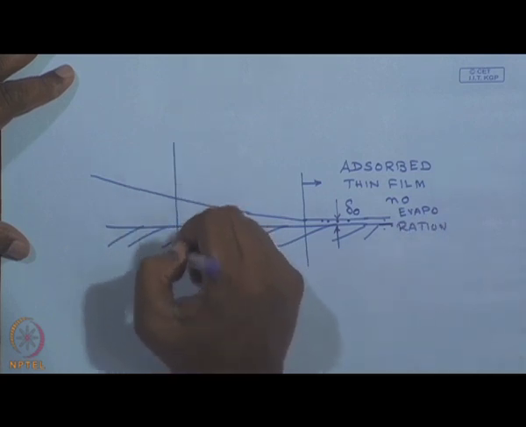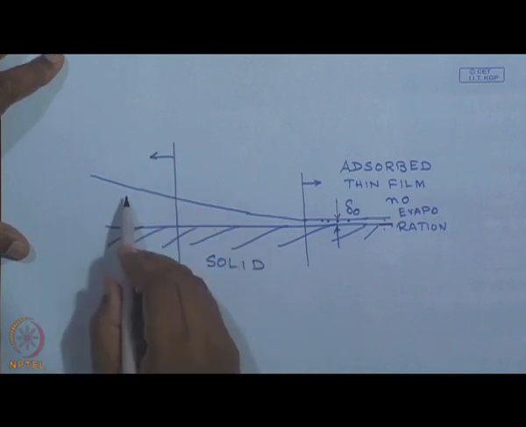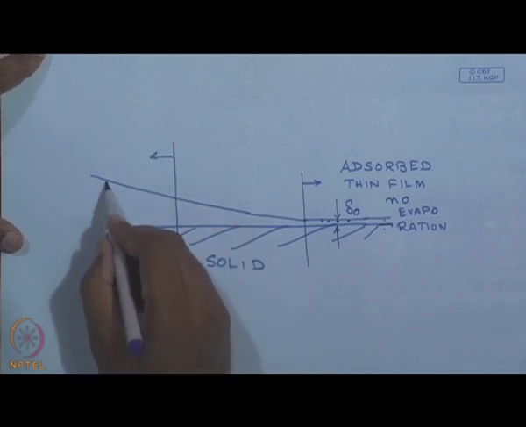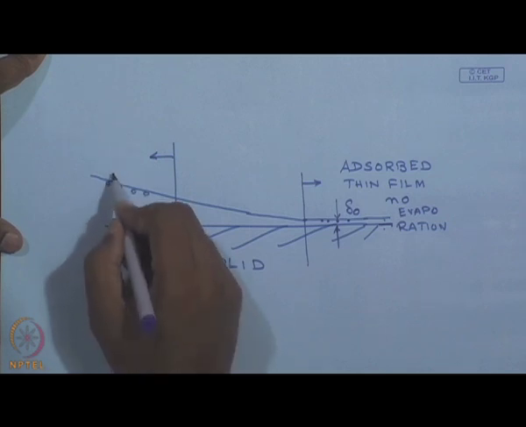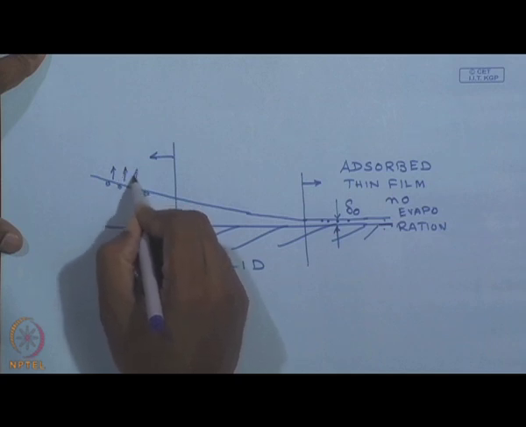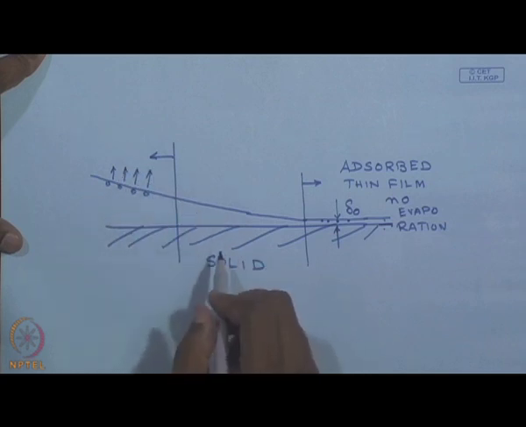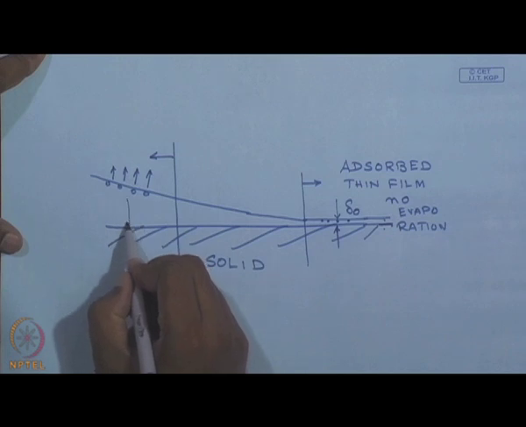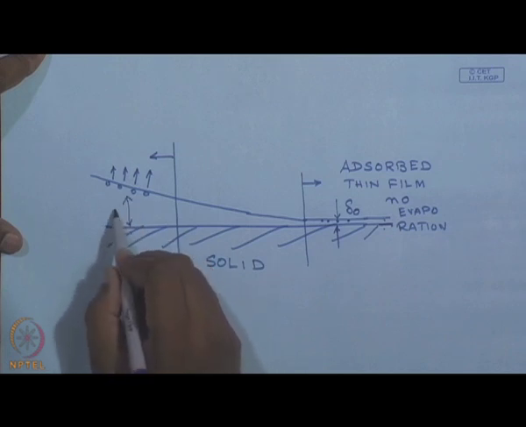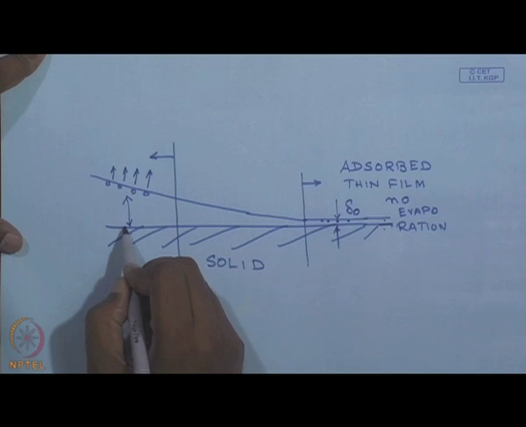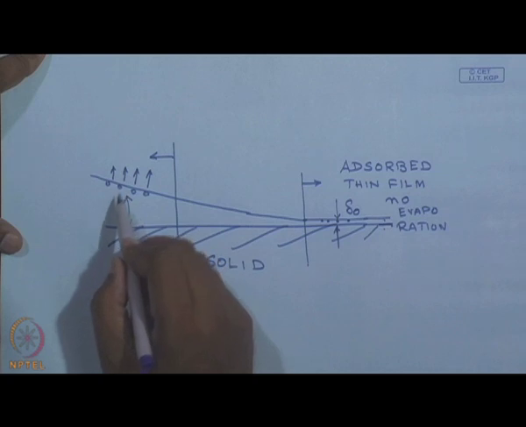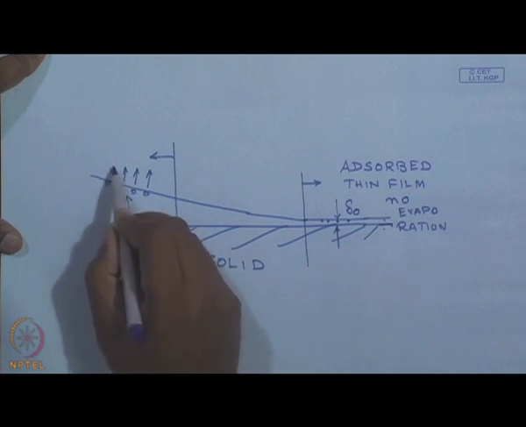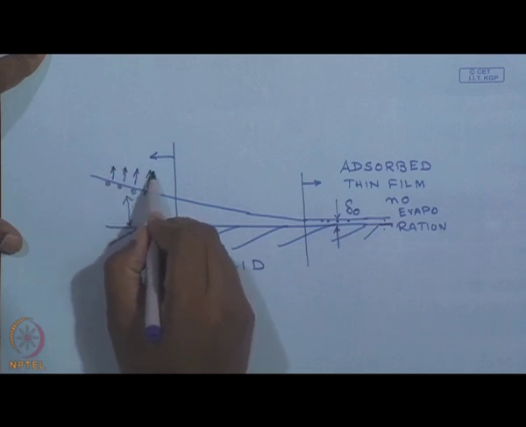In this section, the film is quite thick, and the molecules over here are not bound to the solid, so they are free to evaporate. Evaporation is definitely possible from this region, but since the thickness of the film is quite large compared to the thickness over here, the conductive resistance of the liquid will not allow much evaporation from this region.